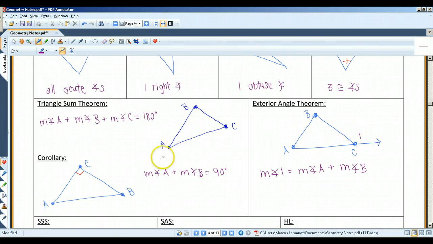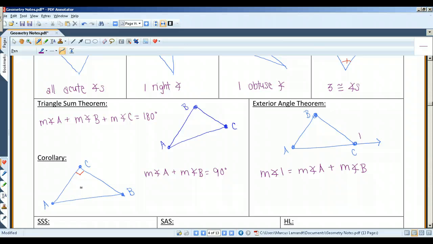Okay? The triangle sum theorem states that the sum of the measures of the interior angles adds up to 180 degrees. So this angle, and this angle, no matter what kind of triangle you have, if you add up those three angles together, you're going to get 180 degrees. Okay? A corollary to that states that if you have a right triangle, the acute angles of that right triangle are complementary, which makes sense because the right angle is 90 degrees, so obviously these two angles have to add up to 90 degrees to add up to 180.